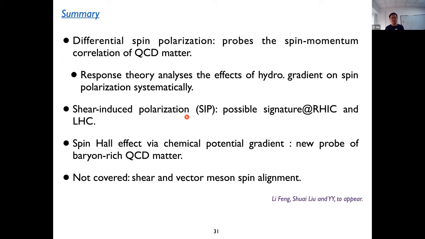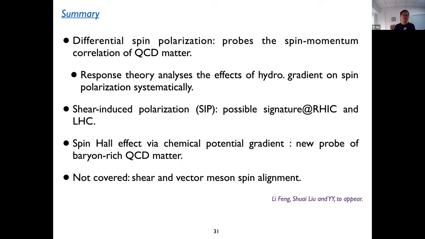One is the shear-induced polarization. We believe this is a general effect in the class of fluids, and we possibly see such a signature at both RHIC and LHC. We also make predictions for the spin Hall effect induced not by an electric field, but by the gradient of chemical potentials. I hope this will serve as a new probe to baryon-rich QCD matter. So far I've been talking about fermionic spin polarizations, but in fact the effects of shear will also contribute elsewhere. We also found in our preliminary studies that shear gives very significant contributions to the vector meson spin alignment. In other words, the effect of shear is not only in the fermionic spin carriers, but also in the bosonic spin carriers.